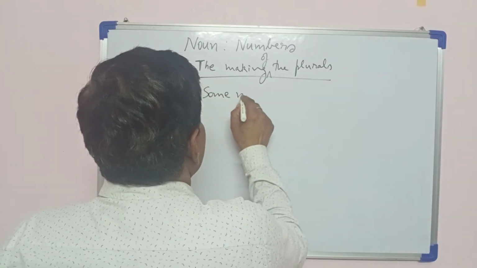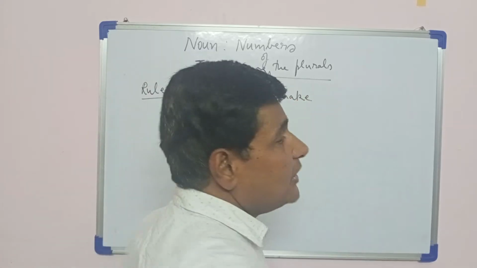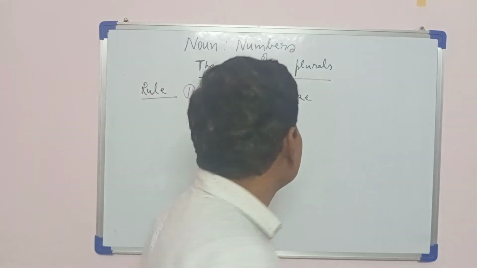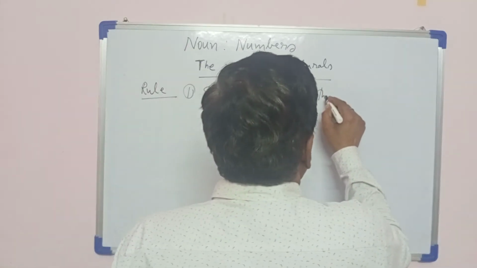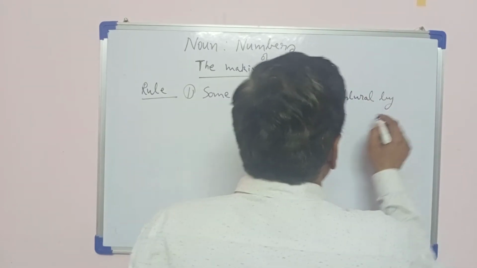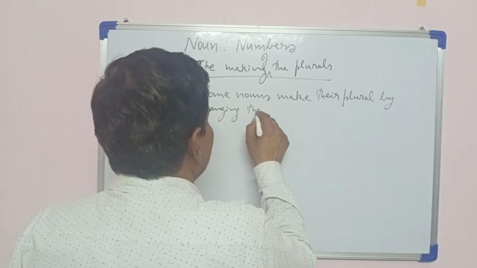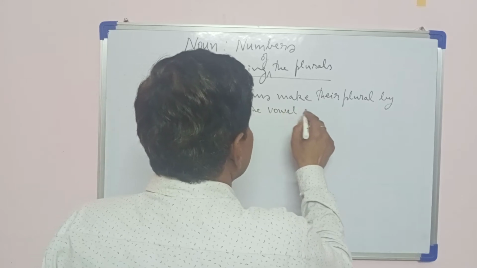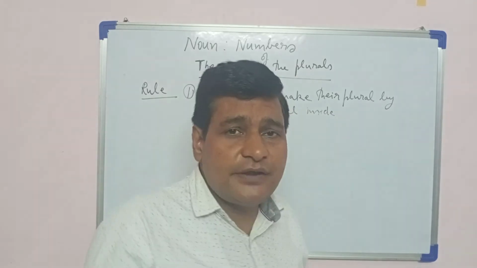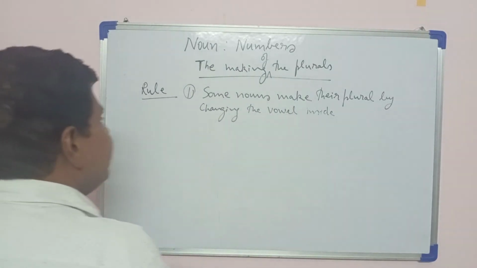that some nouns make their plural by changing the inside vowel. The vowel which is there inside, they make their plural by that. So let's understand.